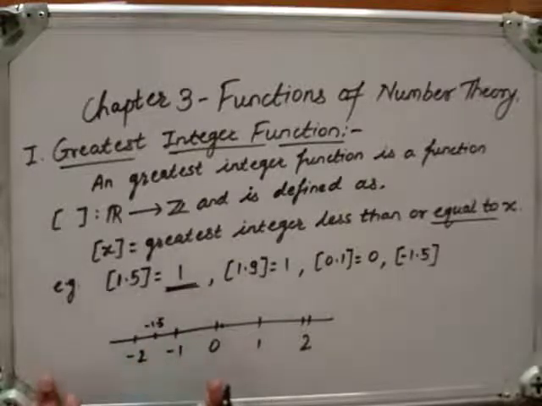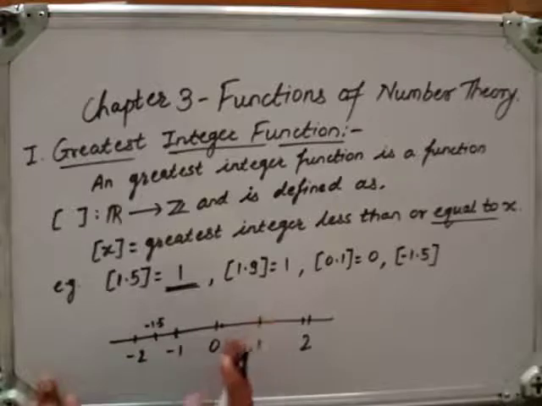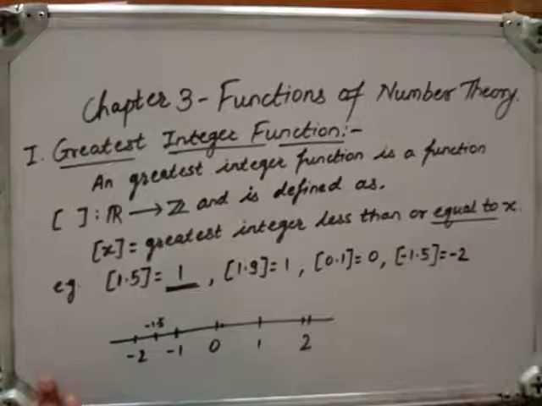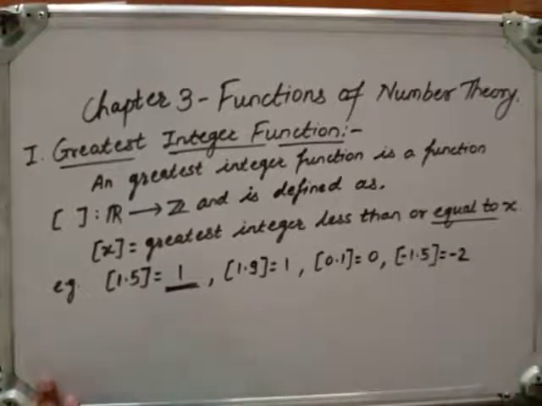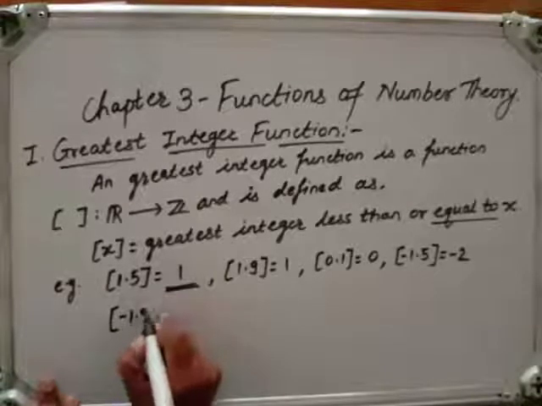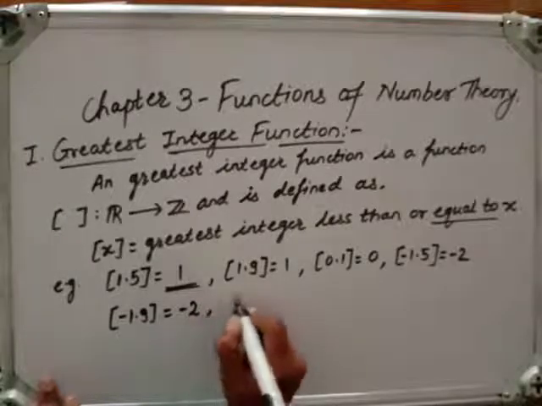Now we want the integral value which is less than this real number. So the lesser number will be on the left hand side, not on the right hand side. This minus 1 is a greater number while minus 2 is the lesser number. So here what is the answer? Here it will be minus 2. Fine. Similarly, look at some more examples. The next one will be minus 1.9. Still its greatest integer function is how much? Minus 2.